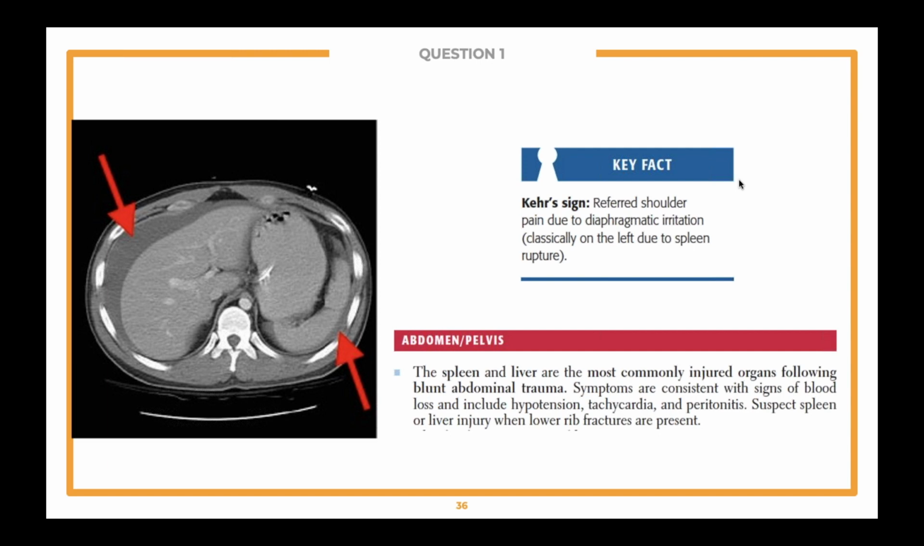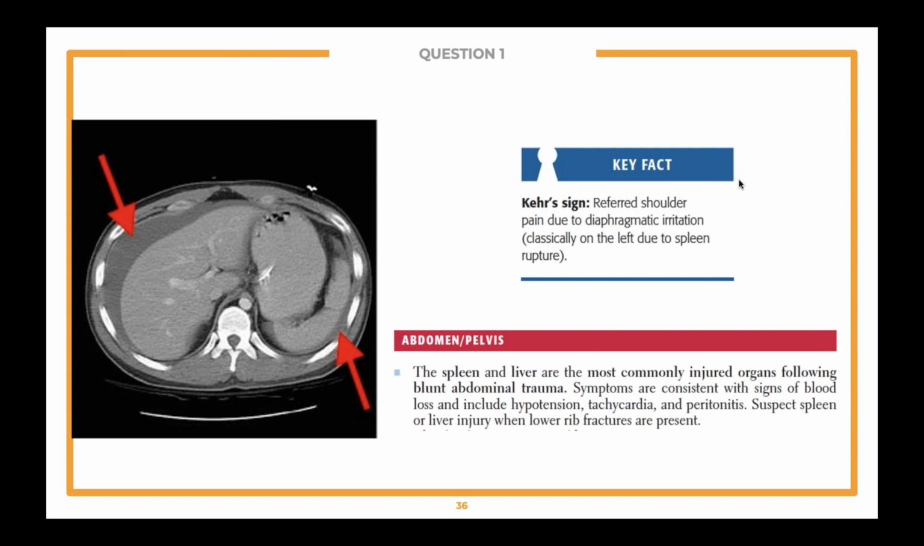So blunt abdominal trauma can injure the spleen or liver, and you can have signs and symptoms of blood loss, okay? So hypotension, tachycardia, and you can also have what's called Kehr's sign. So you get shoulder pain due to diaphragmatic irritation, okay? Also with spleen rupture or spleen laceration, okay?